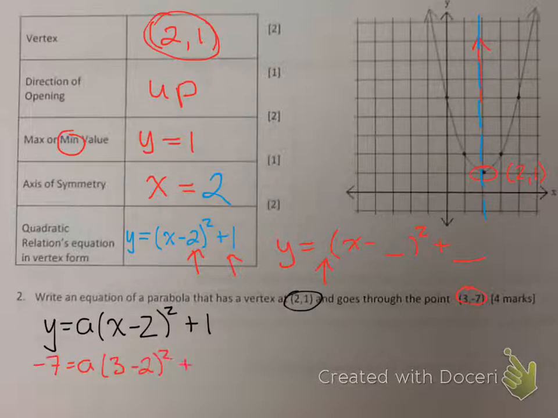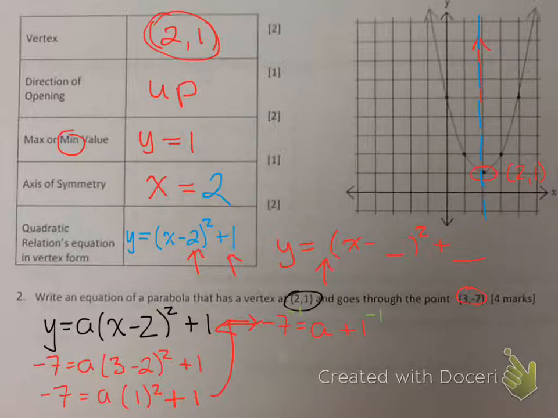So we plug it in, and a lot of people got this far and then they stopped. Well, we have to find out what a is to write the proper equation, right? This is the equation. We just have to make sure we have all the pieces. So we're missing a, so let's simplify and solve. Brackets first, 3 minus 2 is 1, and then exponents. 1 squared is 1, so it's just 1a plus 1.